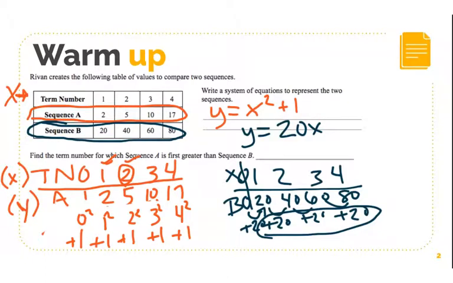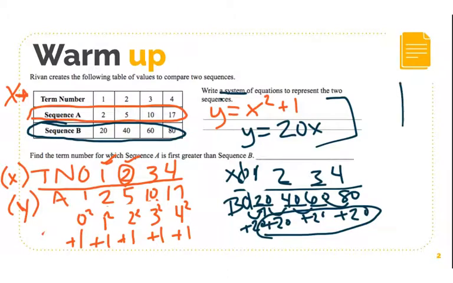So 20 times 1, oops. Let me get my pen back. All right. So 20 times 1 is 20. 20 times 2 is 40. 20 times whatever the x value is gives me the y value. All right. So a system of equations just means more than one. So these are a system.